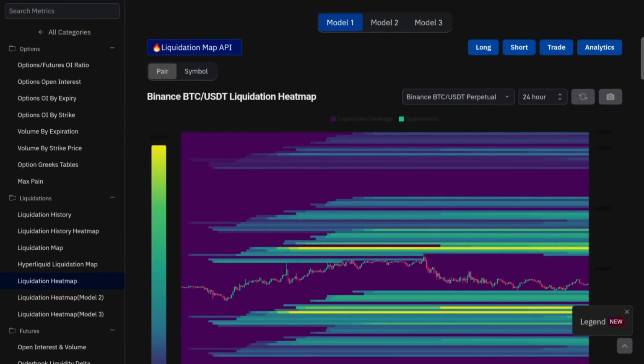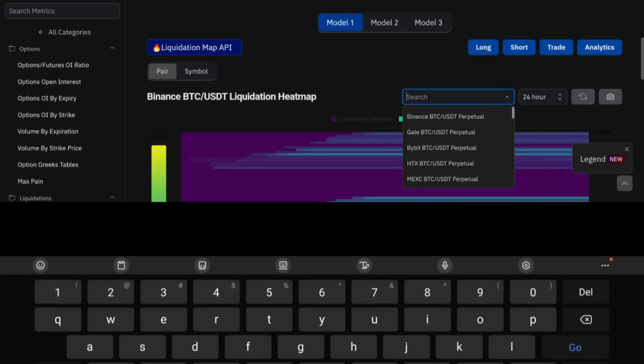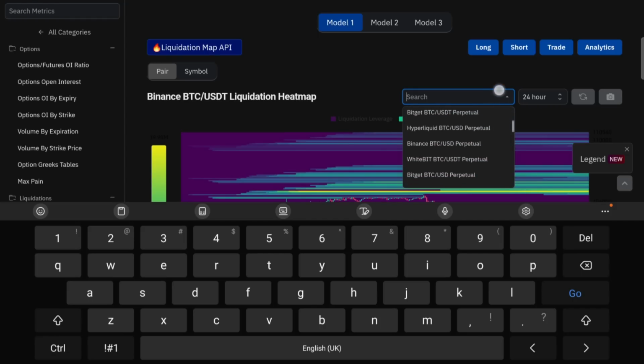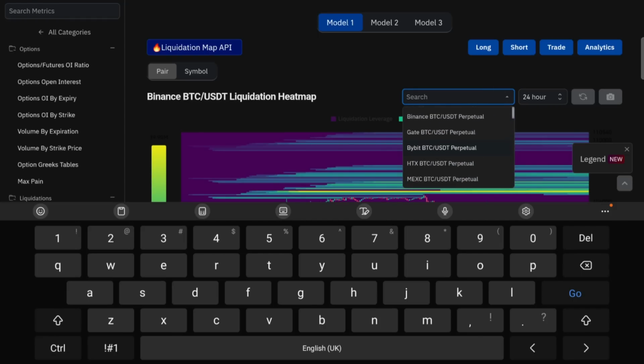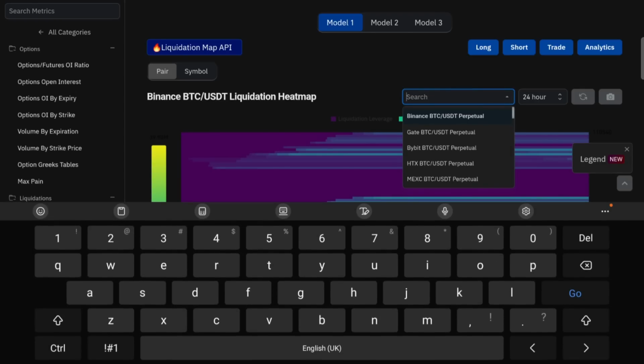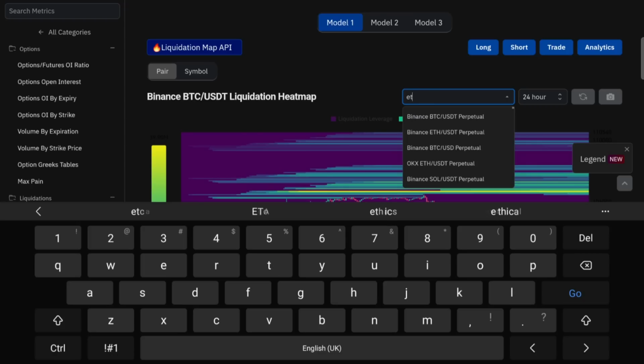At the top, you'll find an option called Binance BTC/USDT perpetual. If you click on this, you'll find several options of Bitcoin on different exchanges. You can select a Bitcoin option on whichever exchange you want. I'm going to select Binance BTC because Binance is the biggest exchange. And if you want to search for any altcoin other than BTC, click on the same option and search for your crypto. I'll search Ethereum, and here I'm getting the Ethereum option on different exchanges. So you can search for whichever coin you want. But for explanation, I'll go with Bitcoin.